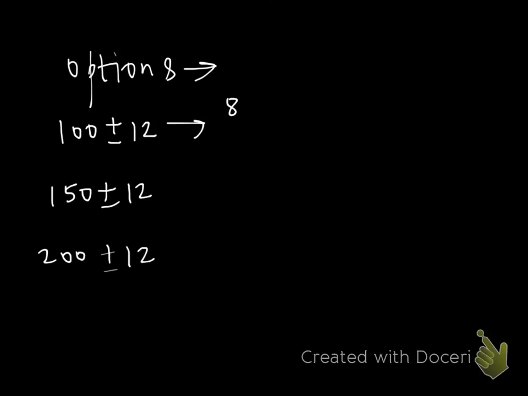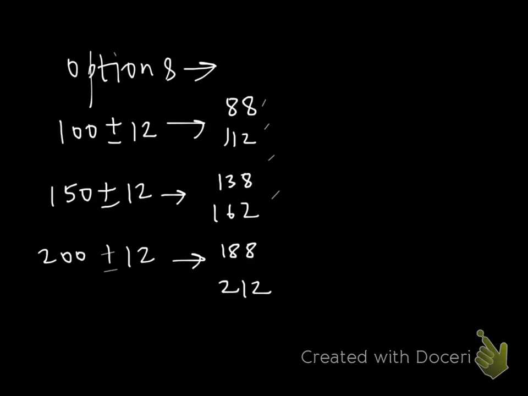100 minus 12 will give you 88. 100 plus 12 is 112. 150 minus 12 will give you 138. 150 plus 12 is 162. 200 minus 12 is 188. 200 plus 12 is 212. So these all are the possible options for TWO. TWO can be any of these numbers. We're not sure which one of these numbers will be TWO.